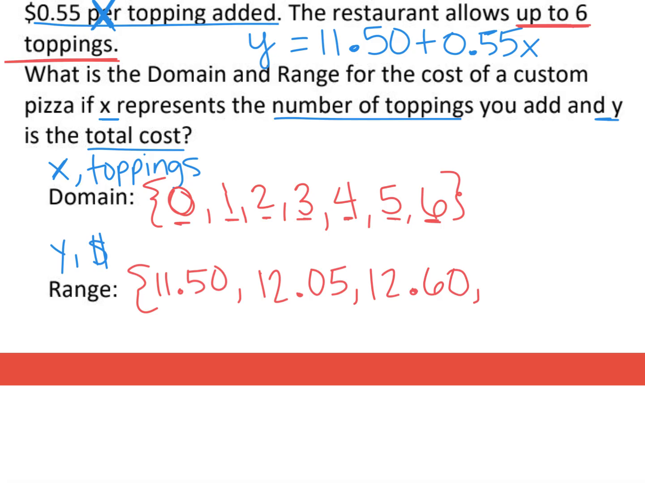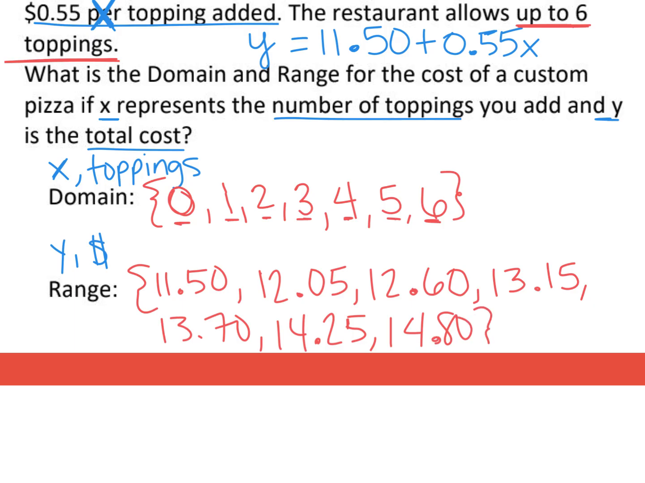And then 3 toppings? $13.15. And 4 toppings? $13.70. And 5 toppings? $14.25. And 6 toppings? $14.80. So what's the most we could pay for that pizza? $14.80. Okay. Now, sometimes they'll give you this in a table, or if you wanted to make a table, it might be a little easier to see. But you need to be able to distinguish between domain and range.